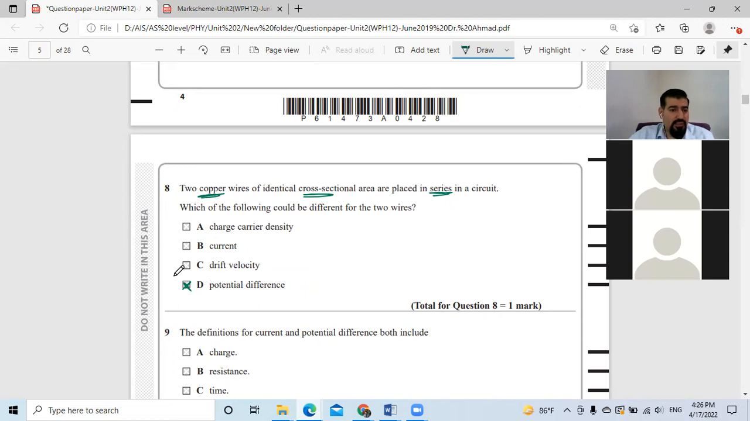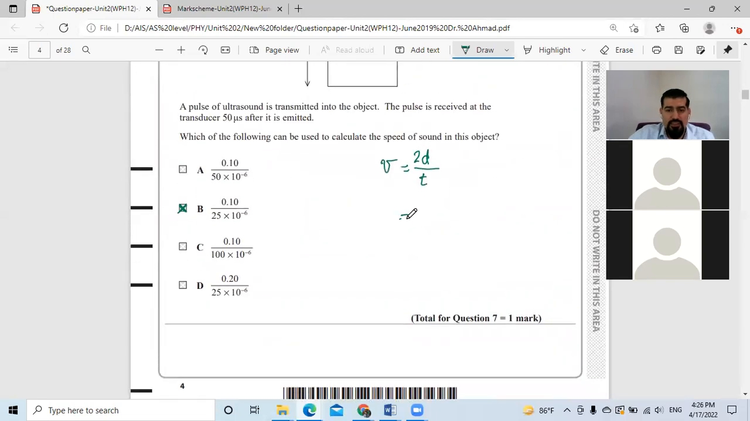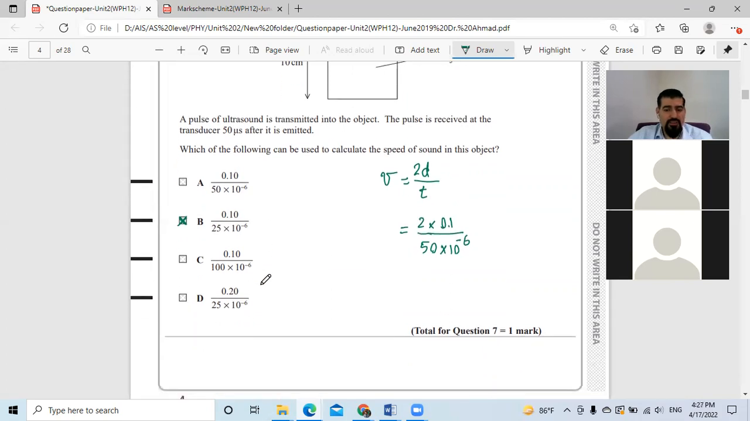Mariam, look here. The distance is 1 centimeter. That means 2 times 0.1 divided by 50 times 10 to the power of -6. Instead of writing 50, what do they write? They divide by 2, so they wrote 25. Did I answer the question?